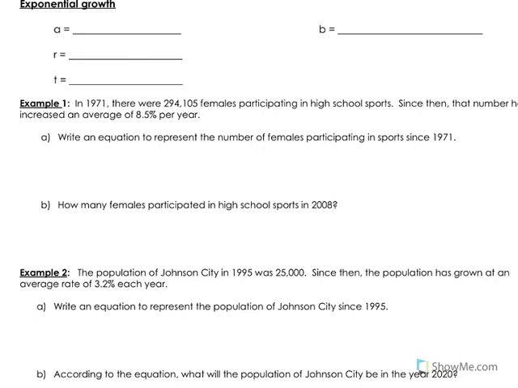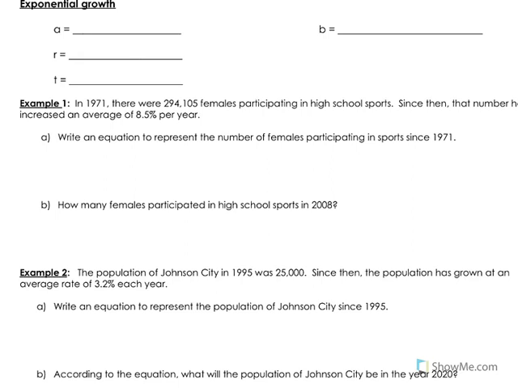Okay, so now we're going to start working on the example problems. I'm going to read it to you and then I'm going to start filling it out. Follow along and make sure you understand my thinking. So example 1 says, in 1971, there were 294,105 females participating in high school sports. Since then, that number has increased an average of 8.5% per year. So the first thing we have to do is identify what each of those numbers that it gave us is asking for or is representing.